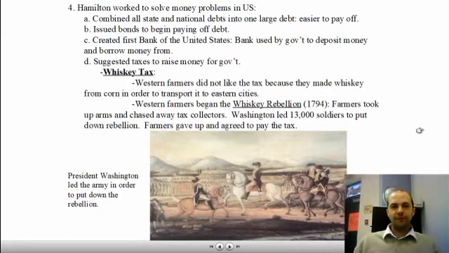Farmers took up arms and chased away tax collectors, and they made it kind of scary out on the western frontier for tax collectors to go and do their job. So Washington's job, one of his powers, is to enforce federal laws because he's the chief executive. So he led 13,000 soldiers west and put the rebellion down. And when the farmers saw such a huge and powerful force, they quickly agreed to pay the tax.